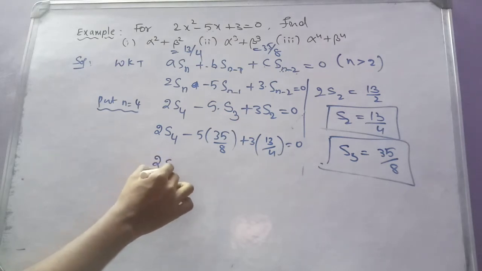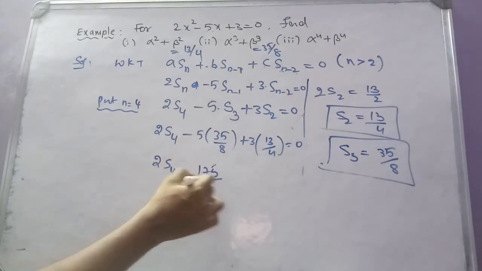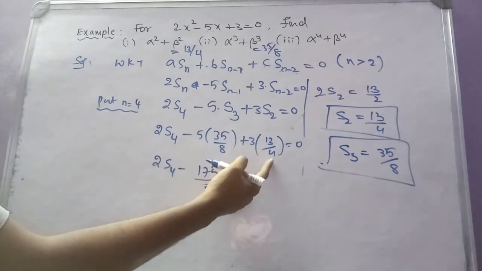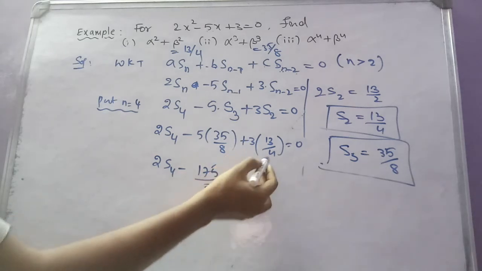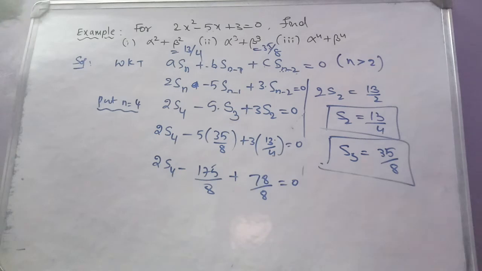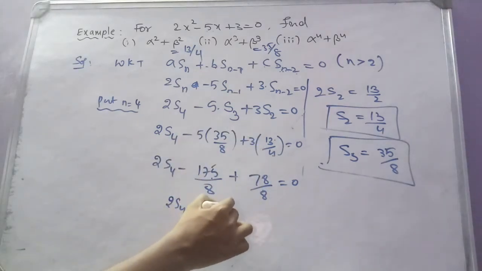So 2s4 minus this is how much? 5 5s are 25, 5 7s are 35. So 5 35s are 175 by 8 here, and here I want 8 only in the denominator. So I'll multiply the denominator and numerator with 2. We'll get 78 by 8, correct? Minus 175 by 8 plus 78 by 8. So minus 175 plus 78. Add these two numbers, how much will you get? Is it minus 97? So 2s4 minus 97 by 8, if it goes to the right side, you get 97 by 8.